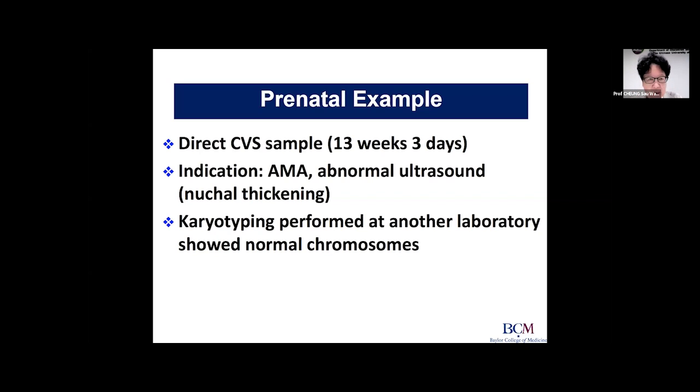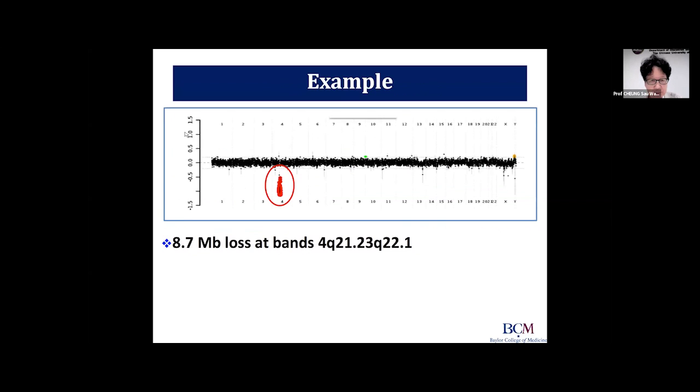sample. It is a direct CVS, 13 weeks and 3 days. The indication is advanced maternal age and abnormal ultrasound, that means a nuchal thickening, and a karyotype performed at another laboratory showed normal chromosomes. So this was probably 10 years ago. The lab couldn't figure out how to interpret it, so they sent it to us because it's normal, right?